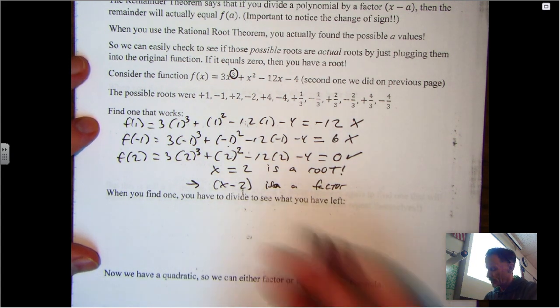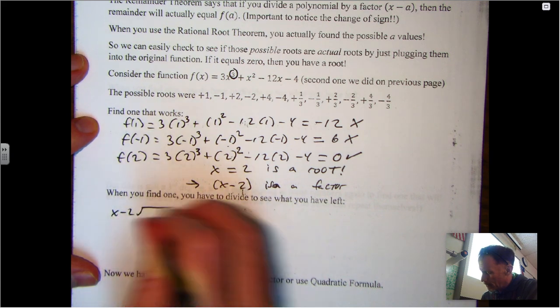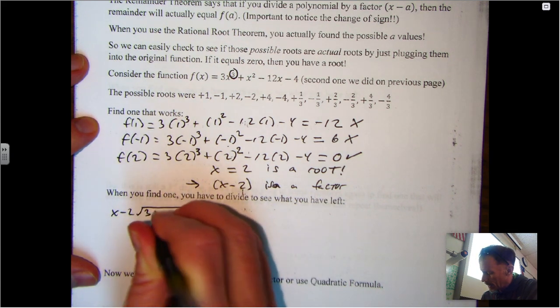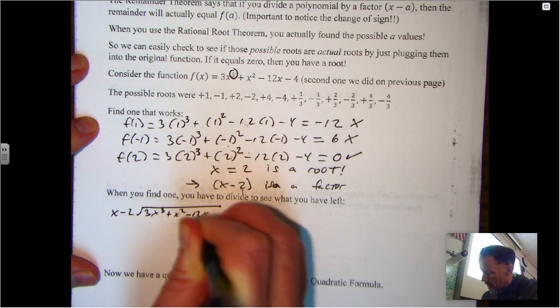and solve that. So let's do that. We're going to do x minus 2 into 3x to the third plus x squared minus 12x minus 4.